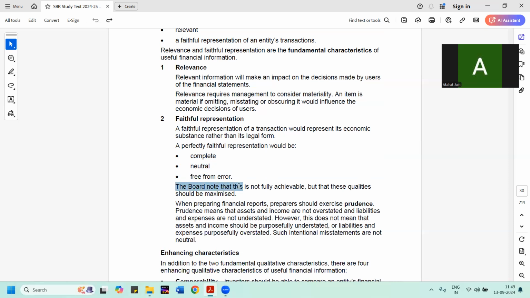So the board notes that this is not fully achievable, but these should be maximized. When preparing financial reports, preparers should exercise prudence. Prudence means that assets and incomes are not overstated, and liabilities and expenses should not be understated. However, this does not mean that assets and income should be purposefully understated, or liabilities and expenses should be purposefully overstated.